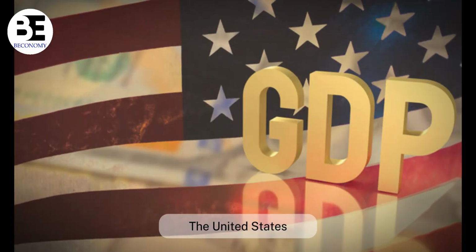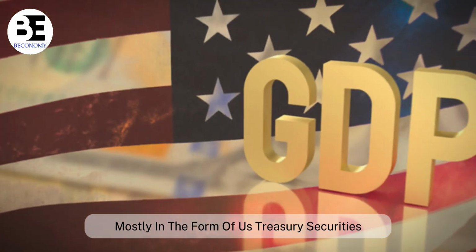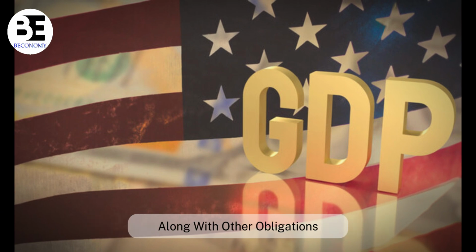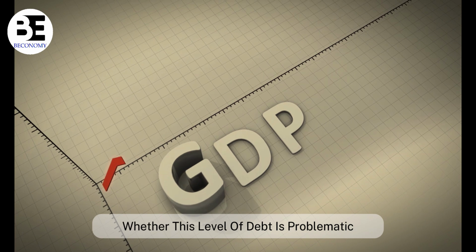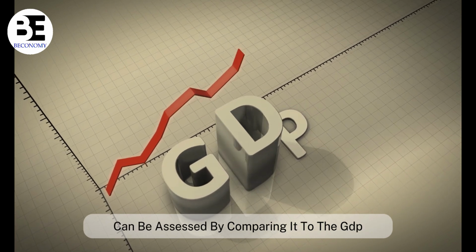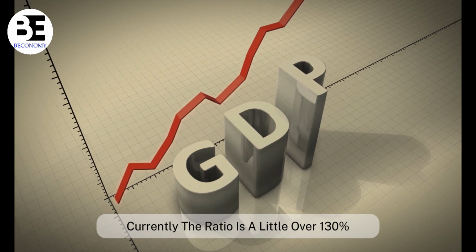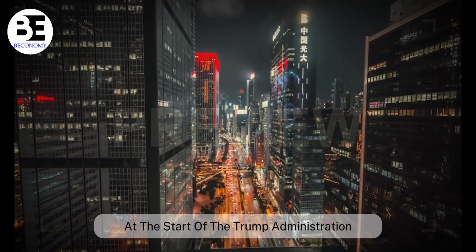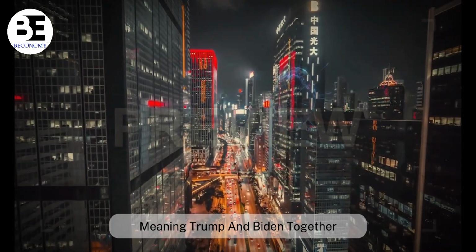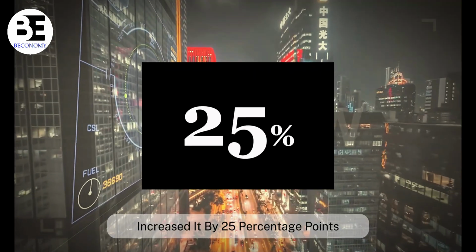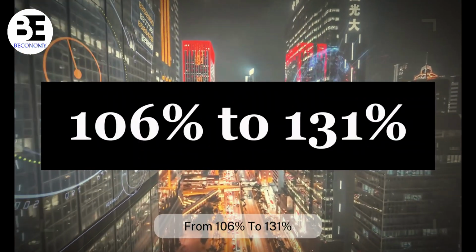The United States recently hit a $31 trillion national debt, mostly in the form of U.S. Treasury securities, along with other obligations. Whether this level of debt is problematic can be assessed by comparing it to the GDP. Currently, the ratio is a little over 130%. At the start of the Trump administration, it was 106%, meaning Trump and Biden together increased it by 25 percentage points, from 106% to 131%.